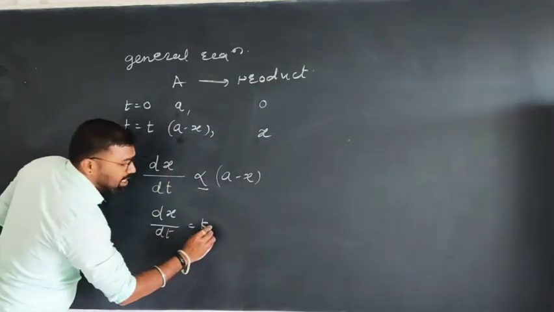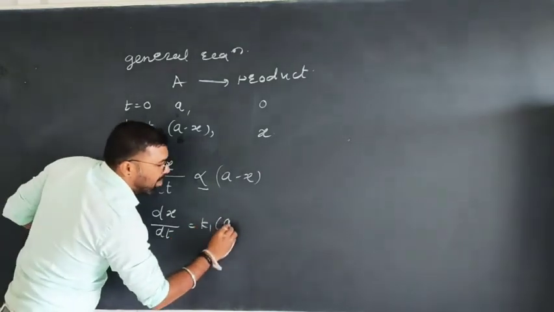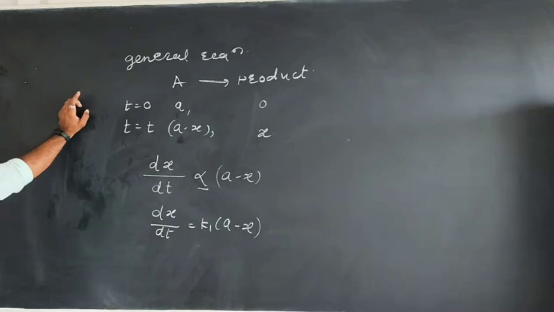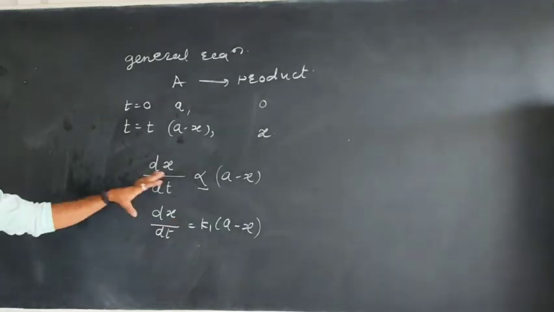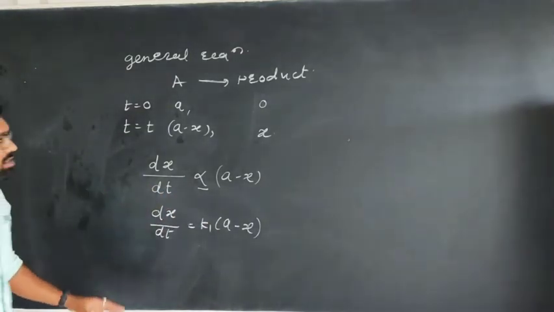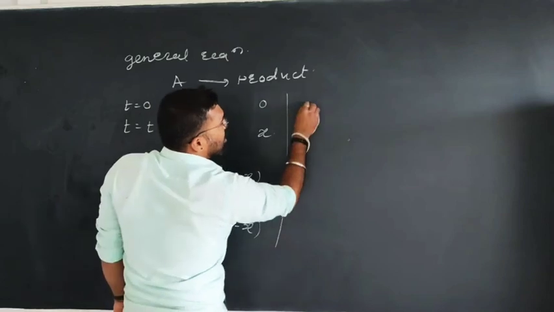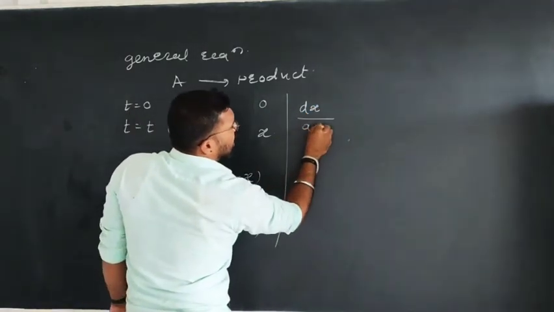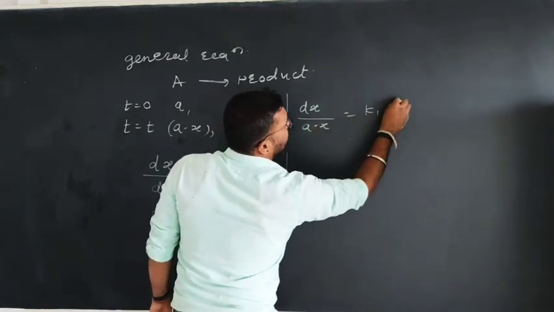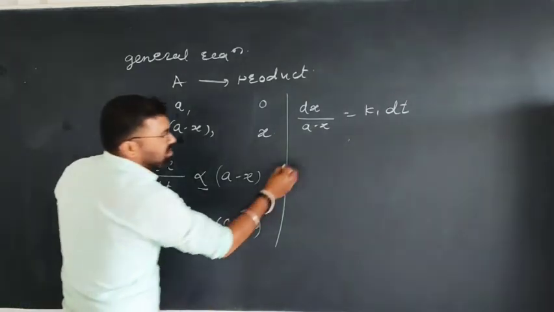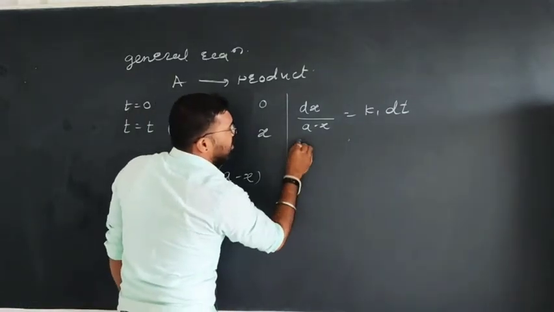Suppose we write k1 into A minus x, where k1 is the rate constant for the first order reaction. Taking the equal quantity on the equal side, therefore you can write dx upon A minus x is equal to k1 into dt. Integrate the above equation within the limit 0 to x.